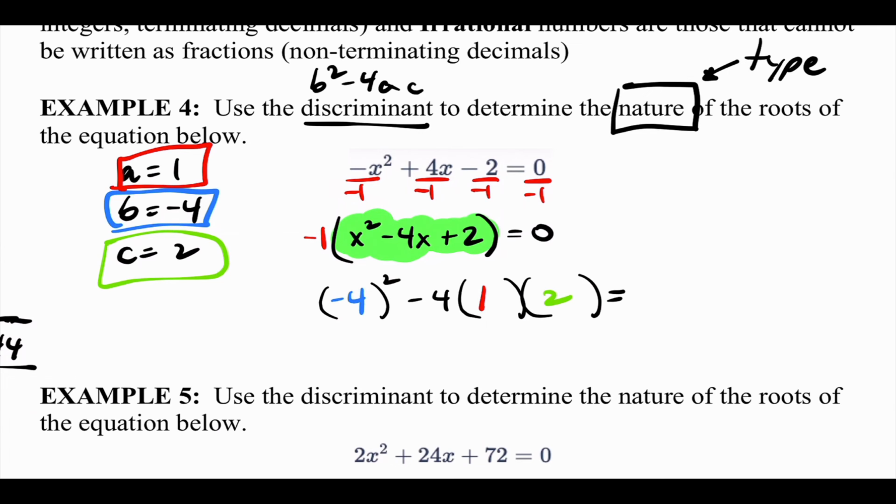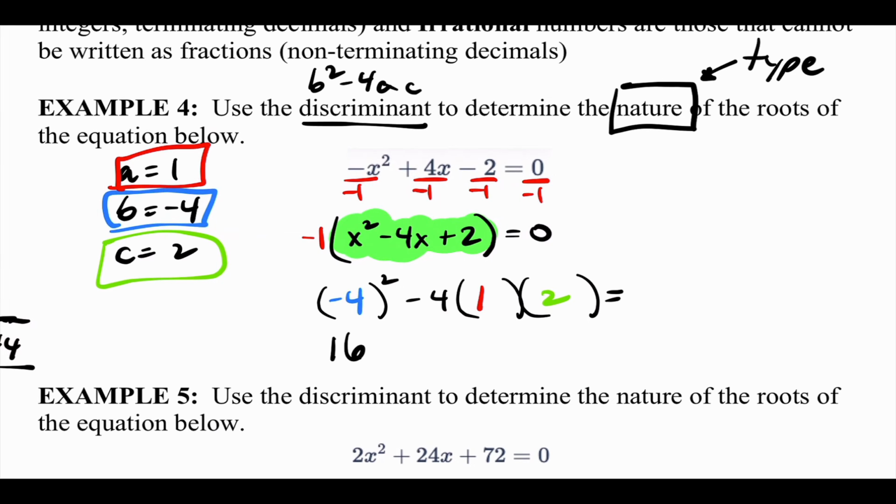I want to know what type of answer I'm going to get. Okay, so I got to figure it out. Negative 4 squared. Remember, negative 4 squared, that's what this means. Not this guy. Negative 4 times negative 4 is positive 16. Minus negative 4 times 1 times 2, negative 8. So when I multiply those, I get negative 8, or positive 8.